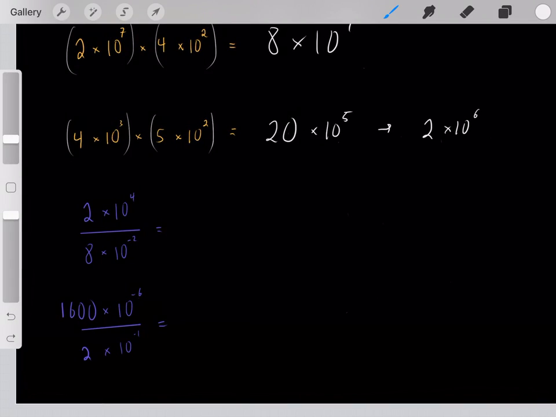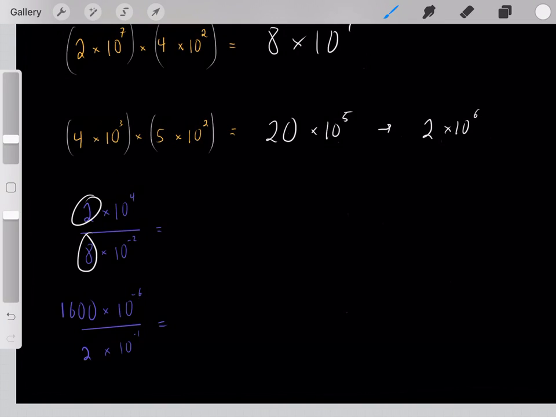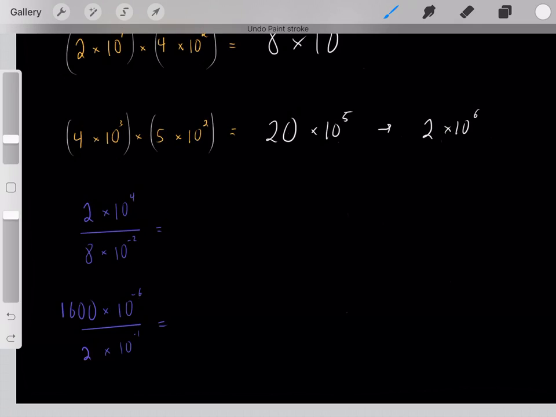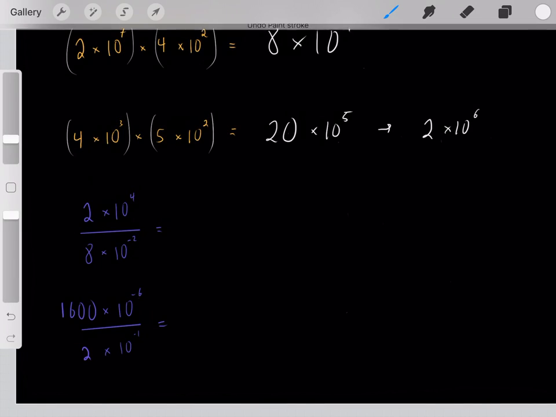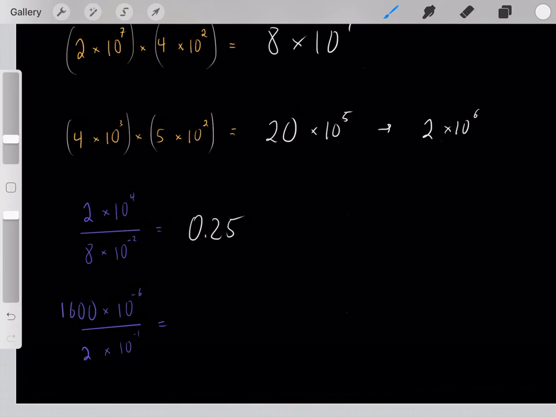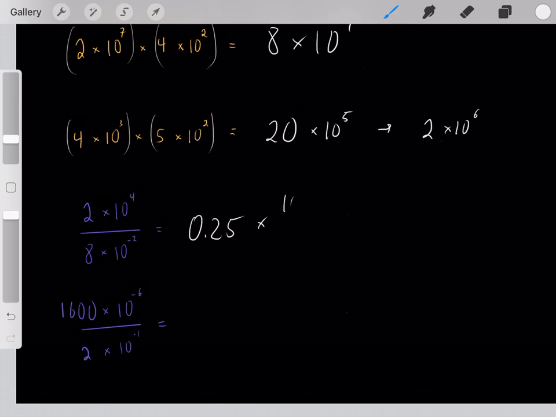So again, what if we have this problem? Well, again, I like to focus on these little guys. And then once I figure out these little guys, then I can focus on the big guys. So we know 2 divided by 8 is simply 0.25. 2 divided by 8 is 0.25. So we take care of that guy. But we still have these exponents.